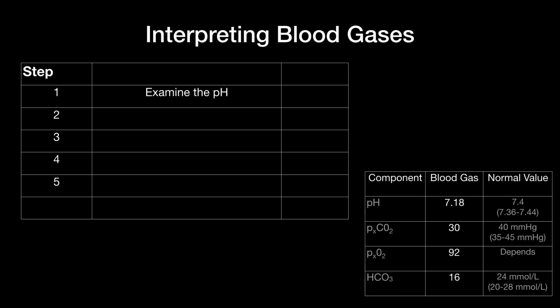The first is to examine the pH. Is it acidic, is it alkalotic, or is it normal? In this case, since it's lower than 7.36 and well below 7.4, the pH of this blood gas is an acid. Now you ask, does the partial pressure of carbon dioxide explain the pH, meaning that is the CO2 also in the acidic range? In this case, it's 30, which is not actually acidic at all. It's actually alkalotic because it's below 35.